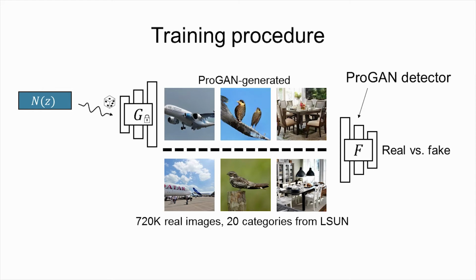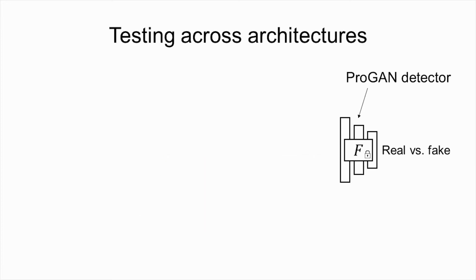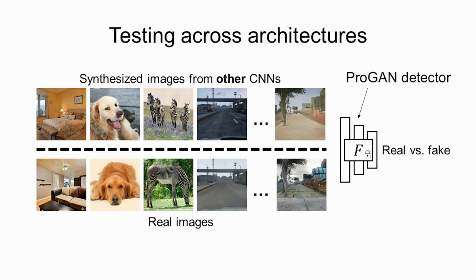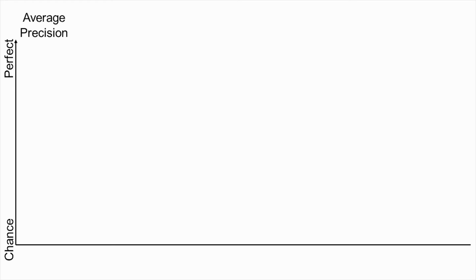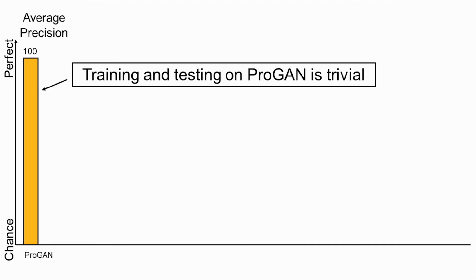This might sound similar to a GAN setup, but the difference is, we freeze the generator and train the classifier to convergence. To evaluate how well our detector generalizes, we test our trained model on all the other CNN datasets without any retraining or fine-tuning. We report the average precision, since it is a ranking-based score that is not sensitive to the threshold of the real and fake images in the dataset. Here, on the y-axis, we show average precision where the bottom is chance, 50%, and the top is perfect, 100%. If we train and test on ProGAN, our model gets 100%.